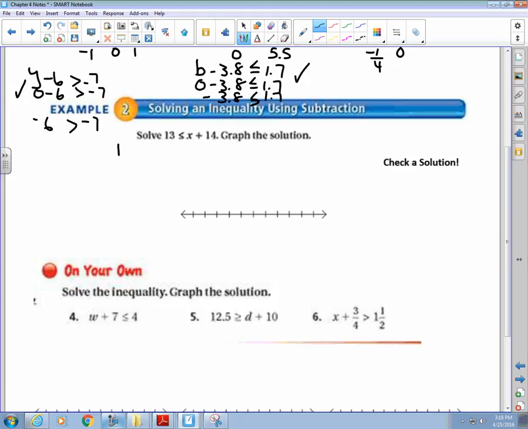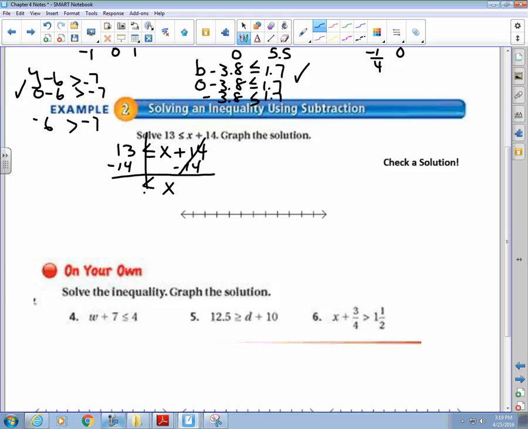So I've got 13 is less than or equal to x plus 14. So my variable x is on the right-hand side, and I've got plus 14 that I need to eliminate or get rid of. So I'm going to do the opposite to get rid of it. I'm going to subtract 14 on both sides. All right, what I do to one side, I've got to do to the other side. So the positive 14 and negative 14 cancel out to 0. I'm left with x on this side.